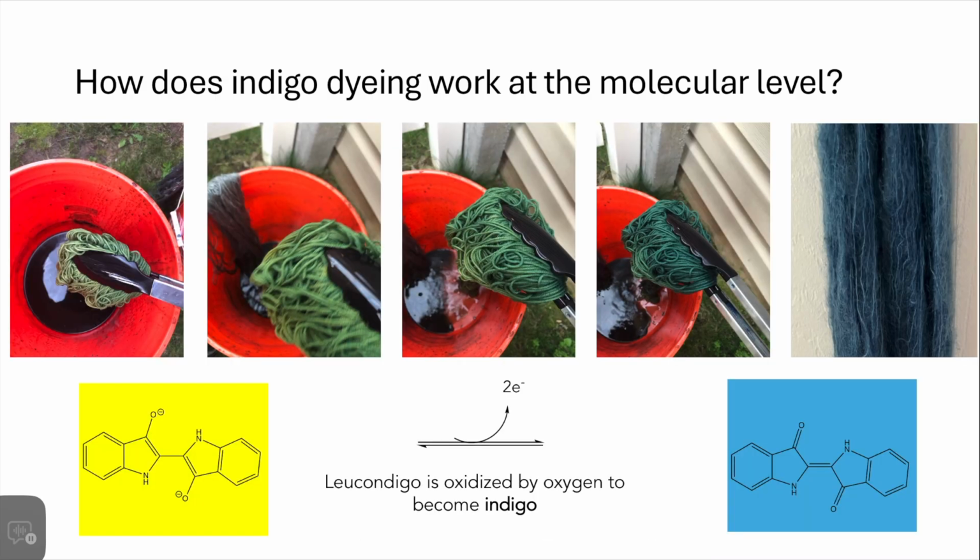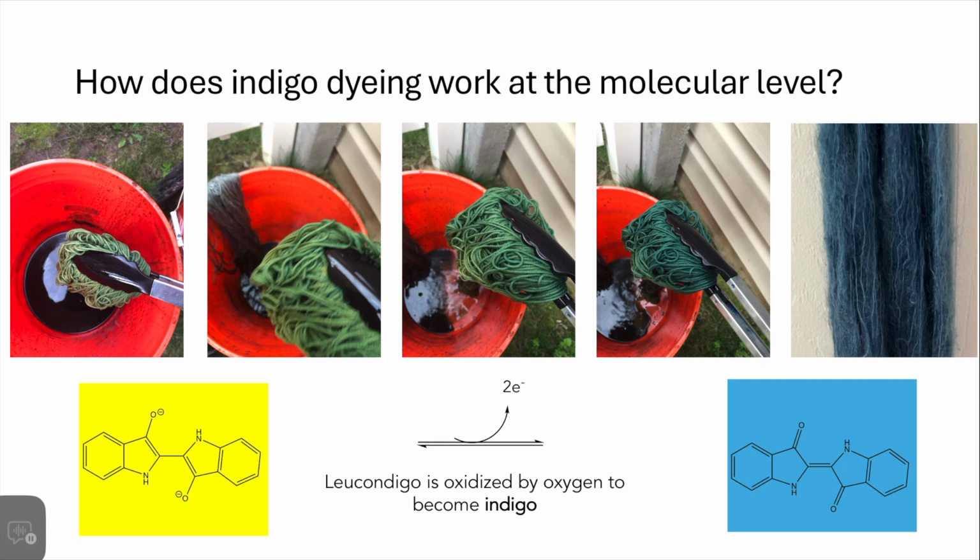If we immerse a piece of fabric into a dye vat, so this is an indigo vat that I made in a bucket in my backyard, and I've dunked some wool yarn in there. When I first pull that yarn out of the dye bath on the left-hand side, you can see it's very slightly green, but almost yellow. And that's because that yarn is coated in leucoindigo. But as we go from left to right, and I've left the yarn exposed to air for longer, it's going to turn gradually more and more blue as the leucoindigo is oxidized back to indigo.